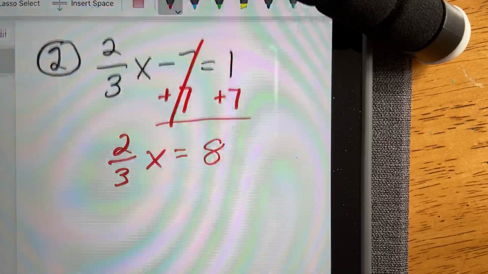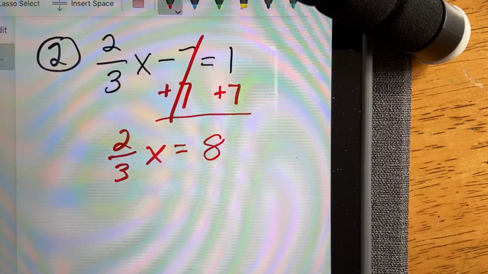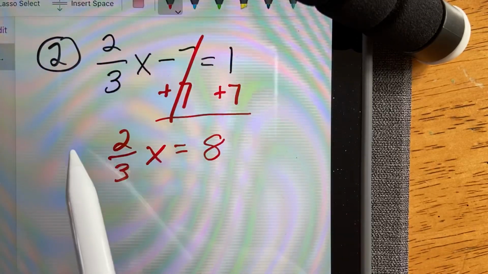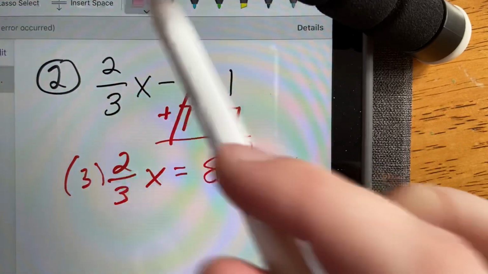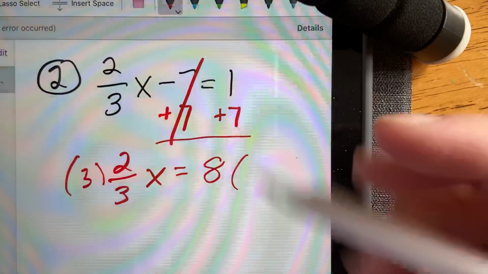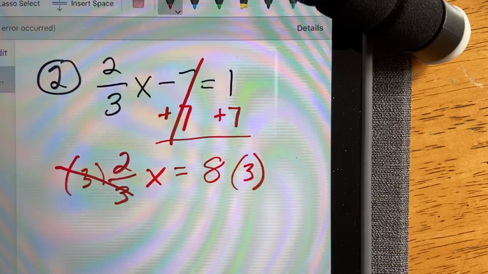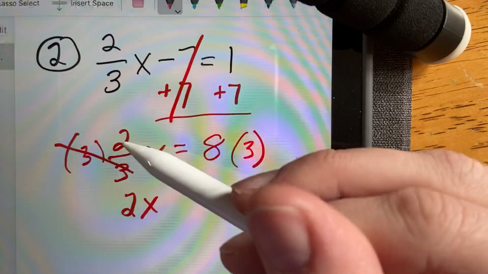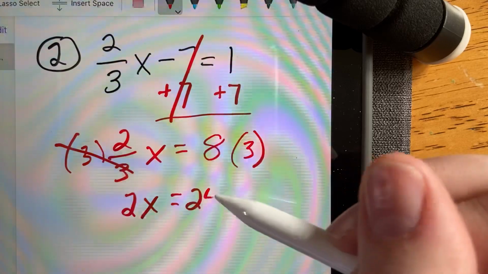Now, just like the last problem, the next thing we need to do is multiply both sides by the denominator. The denominator is the number on the bottom of the fraction, 3. So multiply both sides by 3. And what this does, this thing keeps moving around on me today, what this does is eliminate the fraction. The 3 times 2/3 cancels out the 3 on the bottom. So then that makes this 2x. I do need to write down this 2. 2x equals 8 times 3, which is 24.